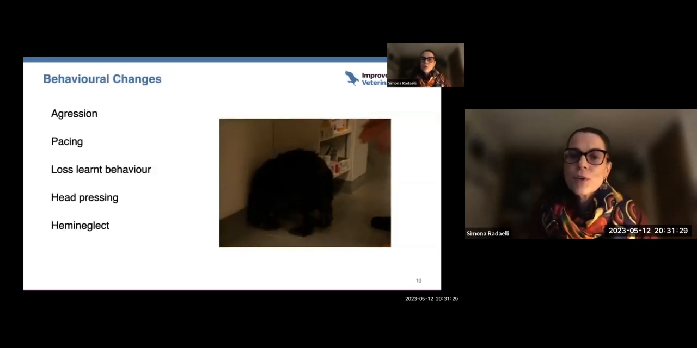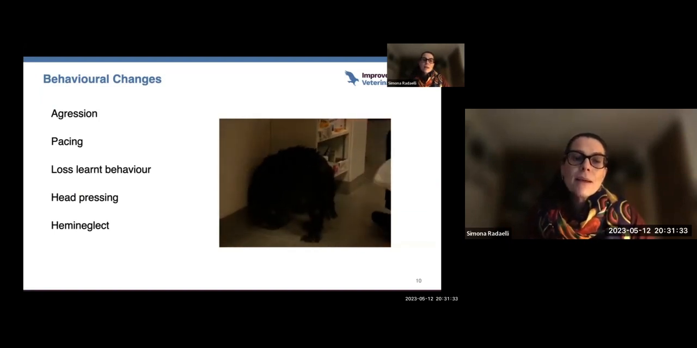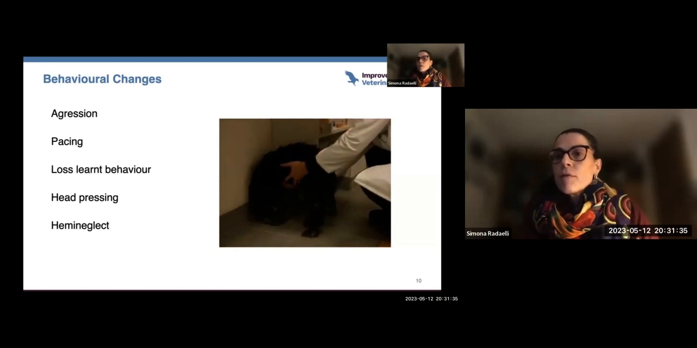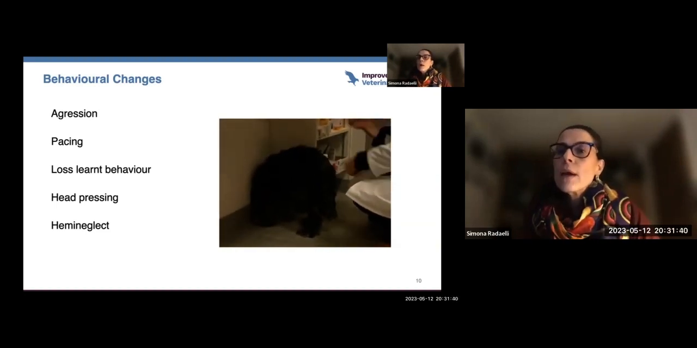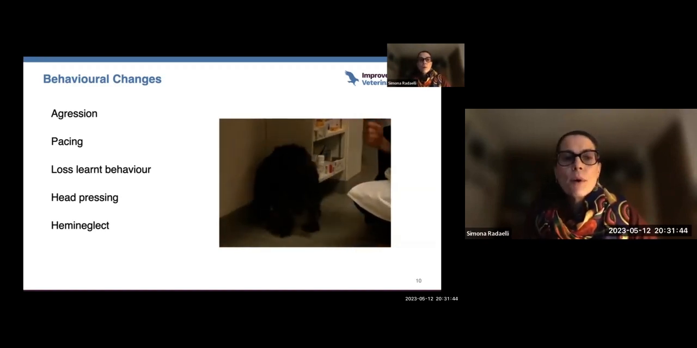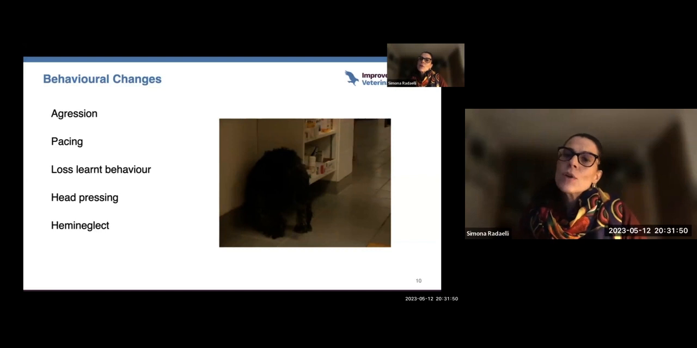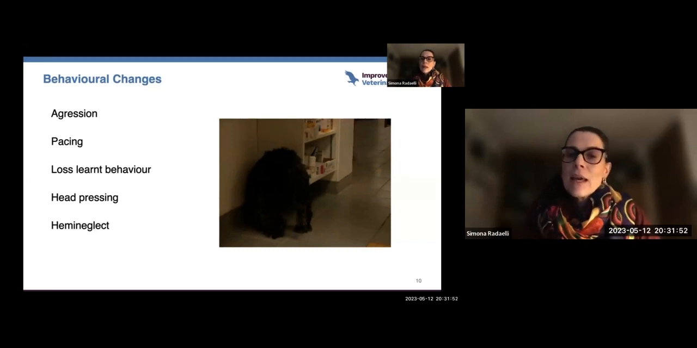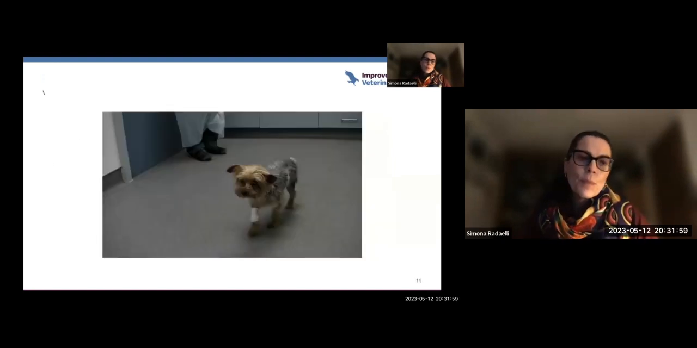Behavioral changes. Here you can see a dog that is head pressing. We can have different types of behavioral changes. We can have aggression. We can have pacing, where the animal keeps walking around the room constantly. It doesn't stop. We can have loss of learned behavior. Again, head pressing, or the hemineglect syndrome we're going to see in a minute. Head pressing is due to a forebrain disease, normally due to raised intracranial pressure.